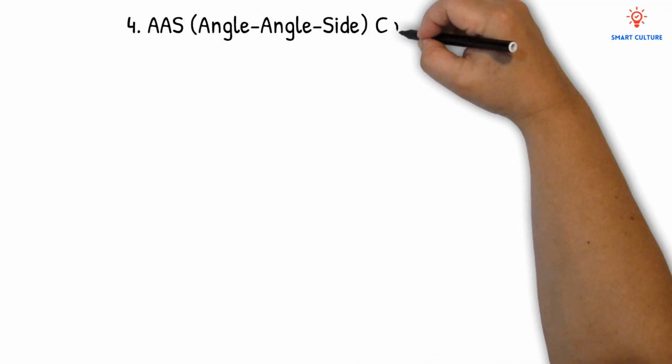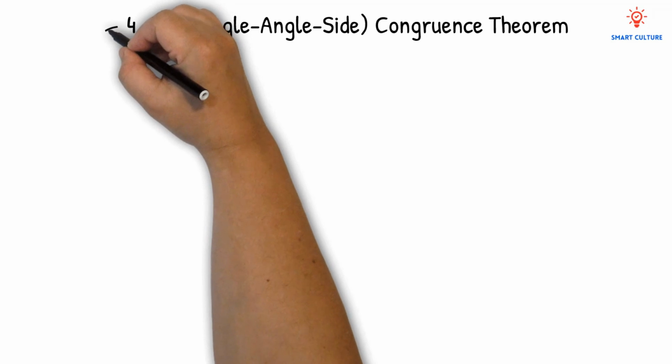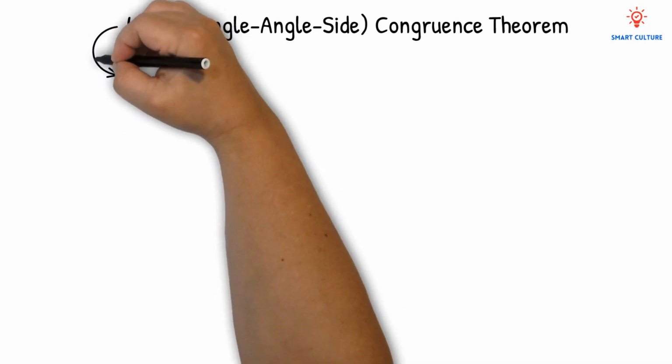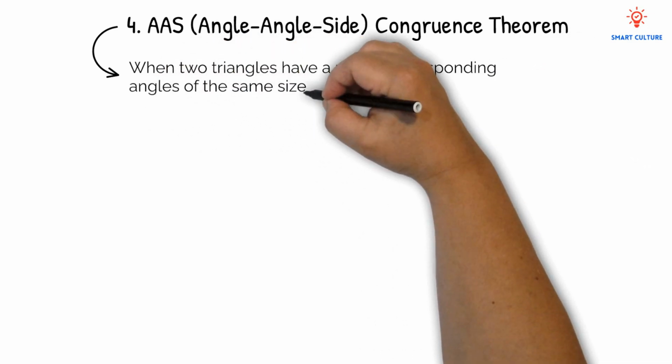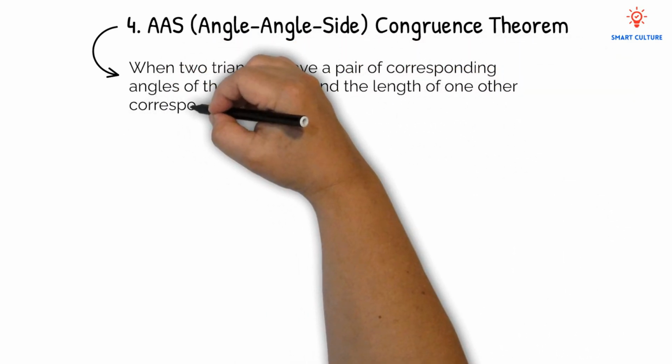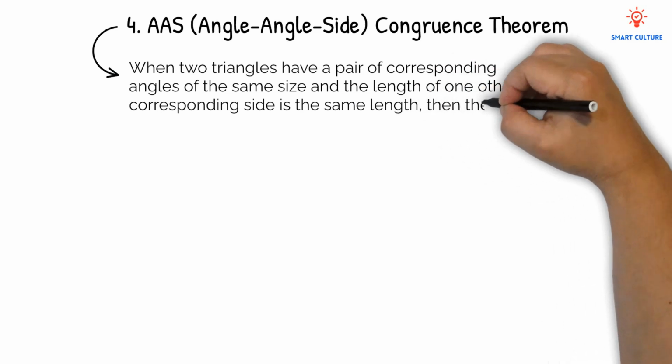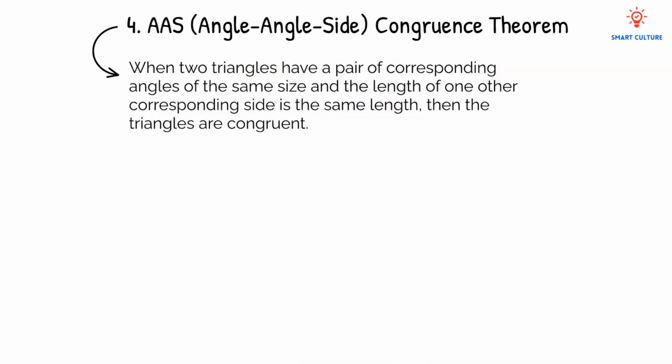The last theorem that we'll look at is the AAS, angle angle side. When two triangles have a pair of corresponding angles of the same size and the length of one other corresponding side is the same length, then the triangles are congruent.